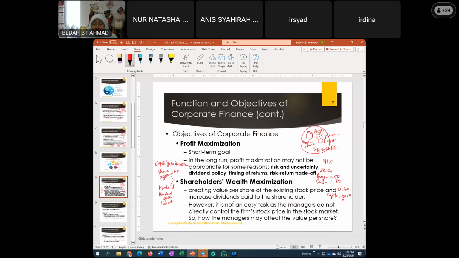However, it is not an easy task as the managers do not directly control the firm's stock price in the stock market. So the buying and selling of shares, the price here refers to the price traded at the stock market.